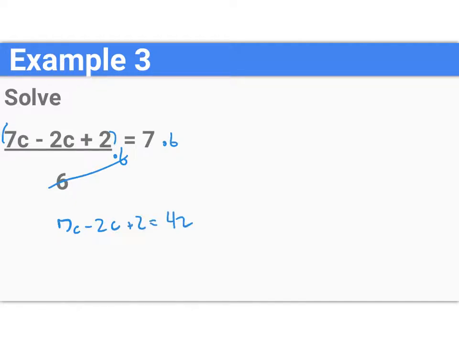Now, you can combine like terms to make it look like a traditional two-step equation. Now we subtract 2 from both sides, and 5c equals 40. Divide by 5 on both sides, and c will equal 8. And if you stick 8 in here, you'll get 7 out.